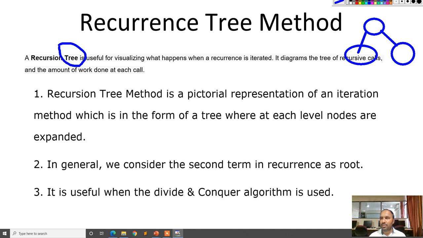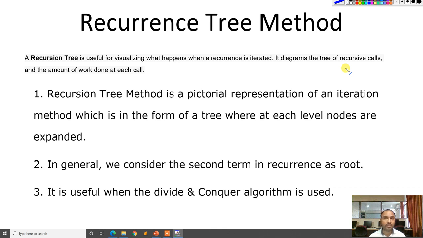The second thing that we have to calculate is the cost of the node at each level. As we know, the root node is always at level 0, and the subsequent children are going to be at level number 1, level number 2, level number 3, and so on.